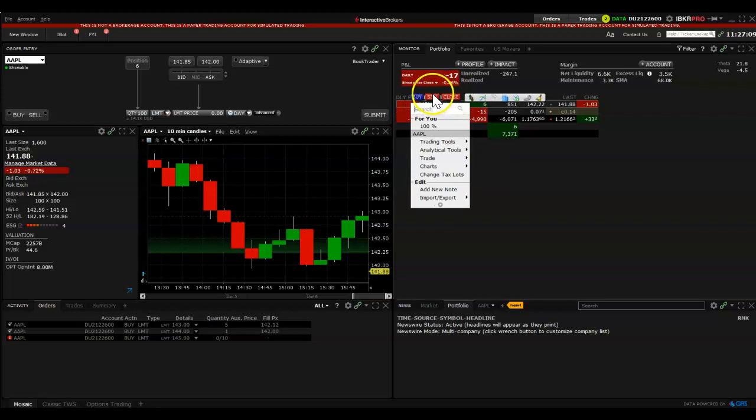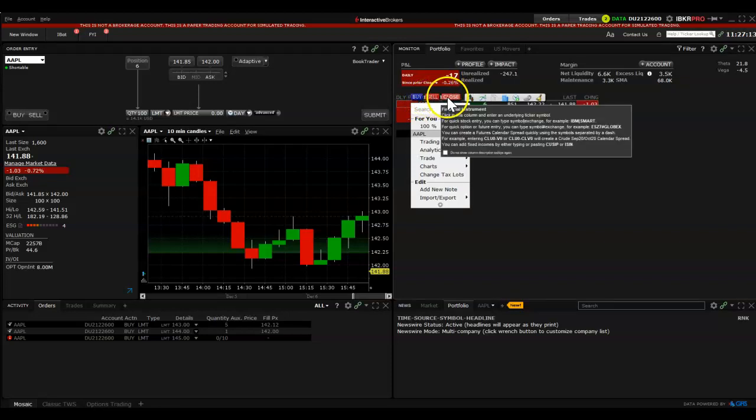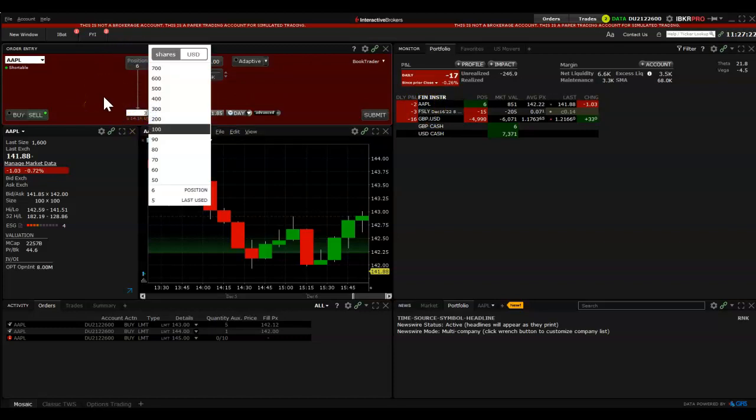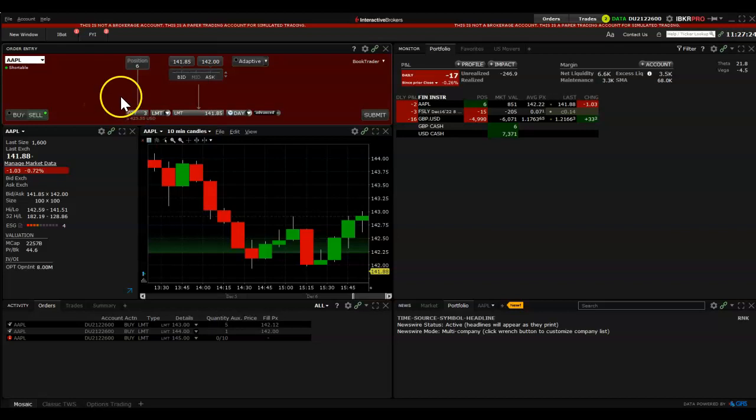Or let's say you just want to sell half. What you do is sell, right? If you want to close it, it's pretty much all of them, but you can change that anyway. This is telling you how many positions you have at the moment. Let's say you want to sell half of this and hold half. You click on 3, and that's half of it, because half of 6 is 3.